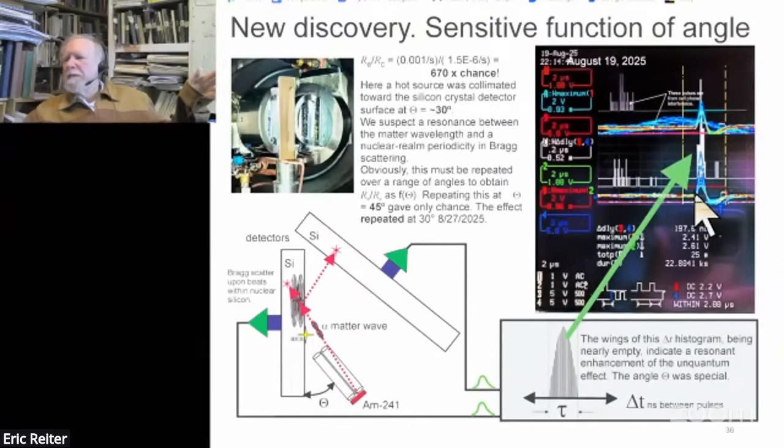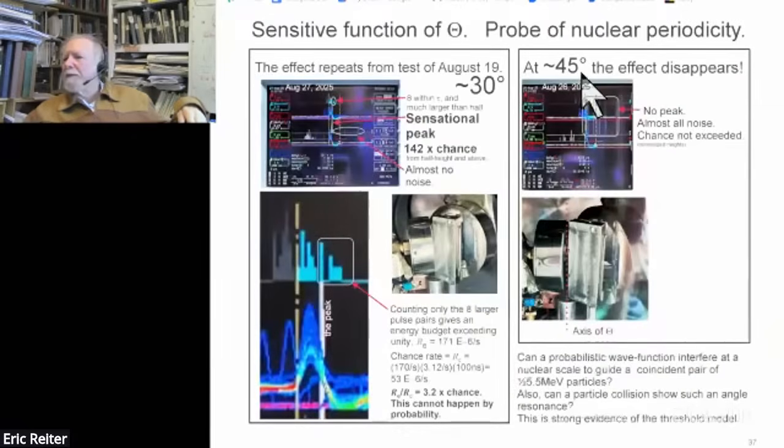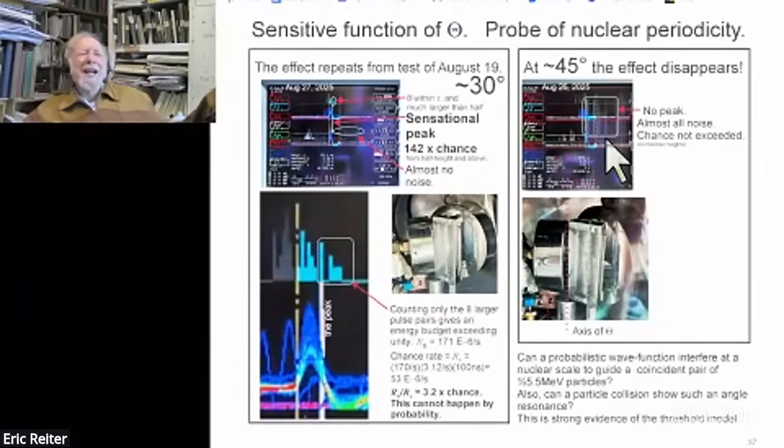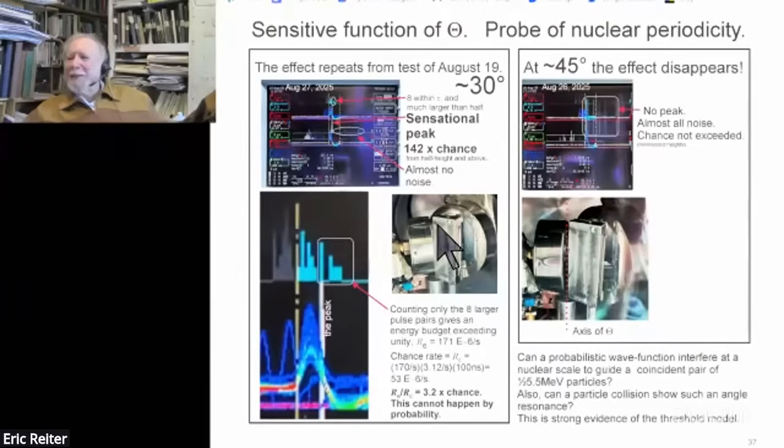So it's sensational that it happened. 670 times chance for this great big peak of the time difference histogram. And that was at about 30 degrees. So then I go, well, that's pretty cool. Let's see what happens at 45 degrees. The effect went away. It's a function of angle. Well, that's what I wanted. Well, let's go back and see it at 30 degrees. Does it come back? It came back.